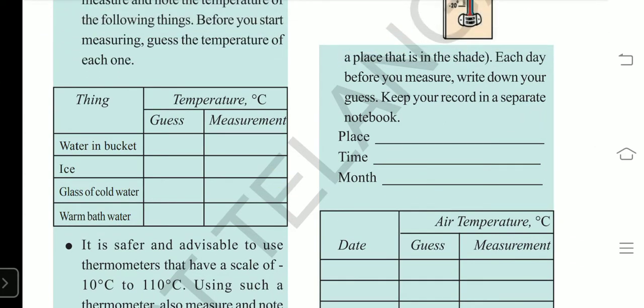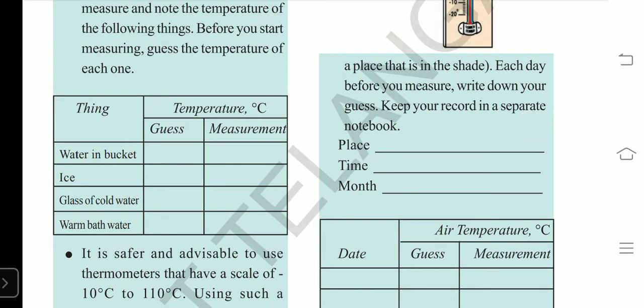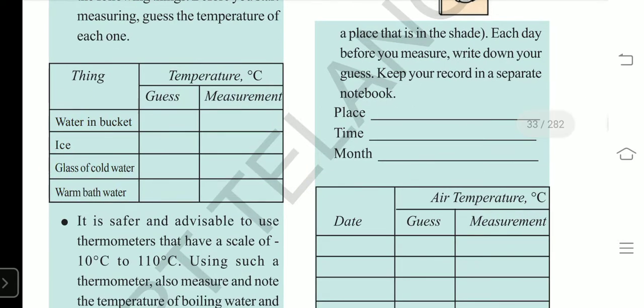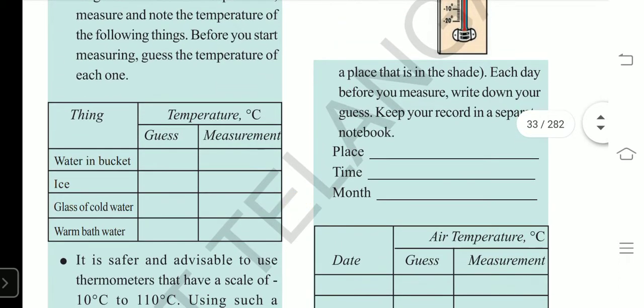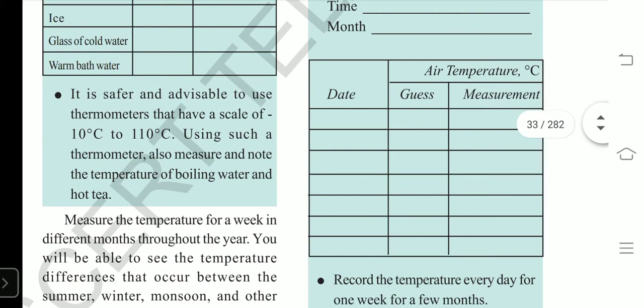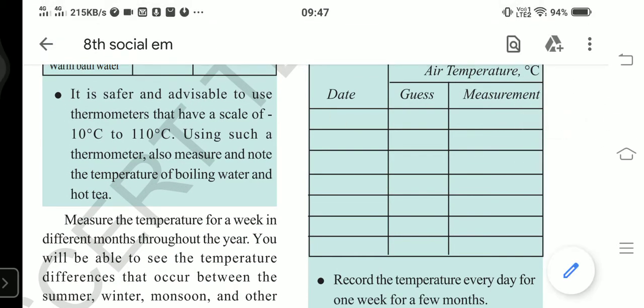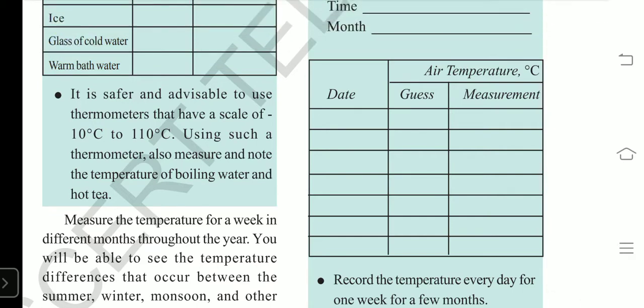And for the place, mention the time also. Suppose you are measuring the temperature at 9 o'clock in the morning, then you should mention it. Understand? That is for different dates. Each day before you measure, write down your guess. Here is given the table. Date today, for example. Okay? It is a Thursday. Then mention the date.